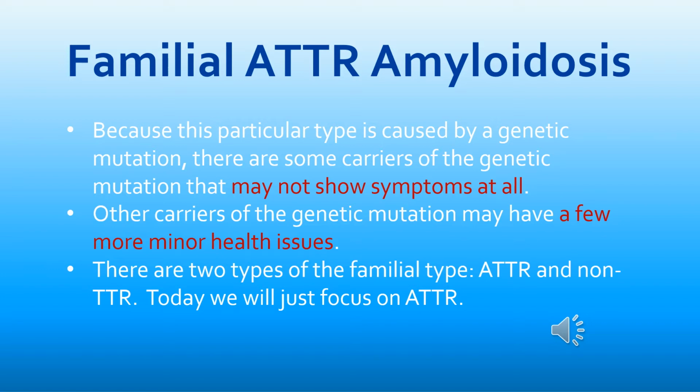Now, there are two different types of familial amyloidosis. This ATTR type, but there's also a non-TTR type. We're not going to cover that one today. We're just going to focus on what to look for with someone who may have this ATTR, because this is one of the most common types when it comes to hereditary and genetic problems.